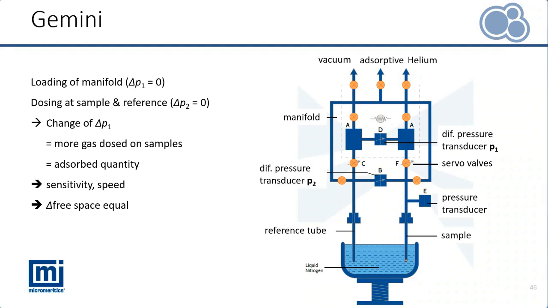Dosing by the use of a servo valve controls the rate of gas flow into the sample tube to accurately obtain target pressures without pressure overshoot. By this, the Gemini allows high accuracy, especially for low surface area materials.